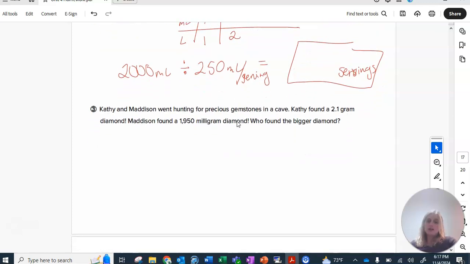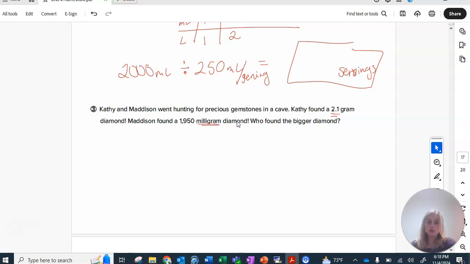Number 3, Kathy and Madison went hunting for precious gemstones in a cave. Kathy found a 2.1 gram diamond. What the heck? I gotta go hunting for gemstones with these girls. Madison found a 1,950 milligram diamond. Who found a bigger one?